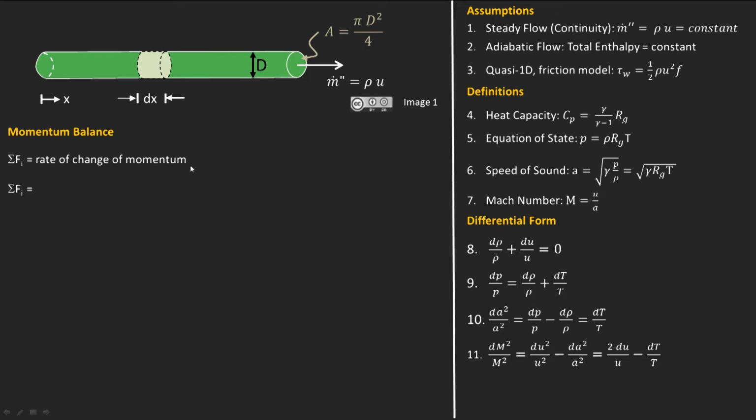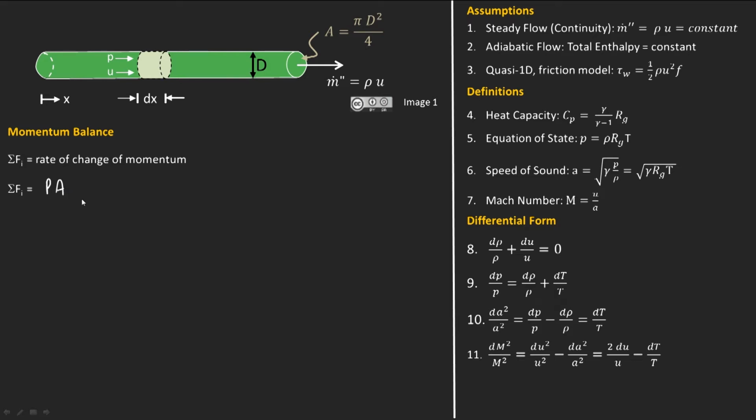Let's look at what forces are acting on this control volume. On the left hand side cross-section area, we have a pressure P acting on this control volume. We also have fluid entering the control volume with speed u. The force due to this pressure P acting on the control volume here on this cross-section A can be written as P multiplied by A.